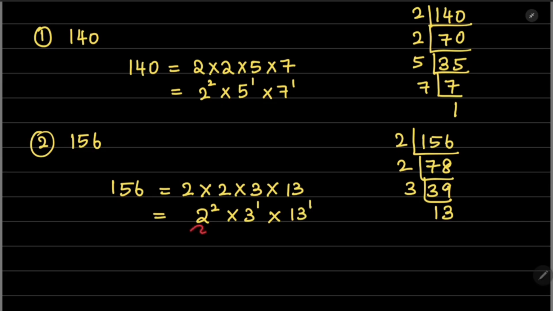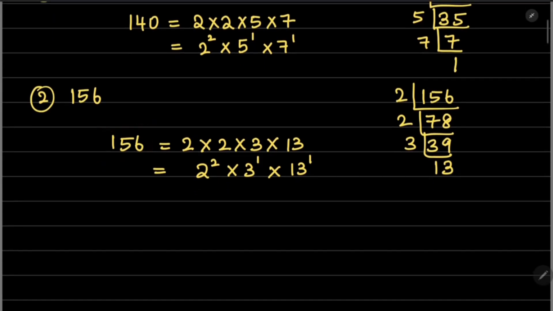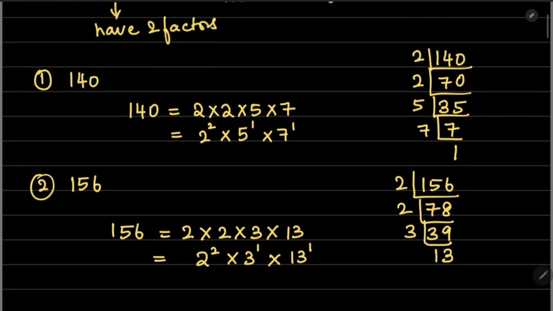Whenever you have a combination of 2 square into 3 into 13, it can only be equal to 156. It cannot be any other number. So for every composite number, the product of primes will always be unique for a specific number. It does not matter in which order you write. You can even write this as 3 into 13 into 2 square. In any order if you write, it doesn't matter. So the order of writing the primes does not matter. So this is the second one.